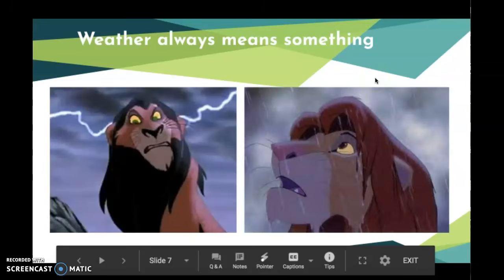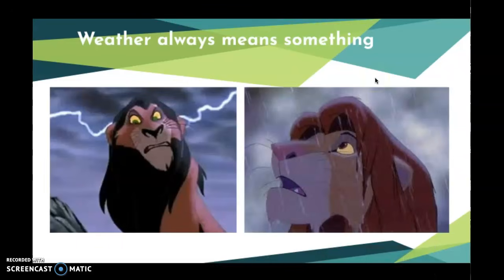Weather always means something as well. So if we think about The Lion King and weather, thunderstorms happen right before Scar and Simba are gonna fight and right before Simba kills Scar. And there is a big thunderstorm, and thunderstorms, as we know, usually are indicators of violent emotions or danger, which is definitely something that is happening here.